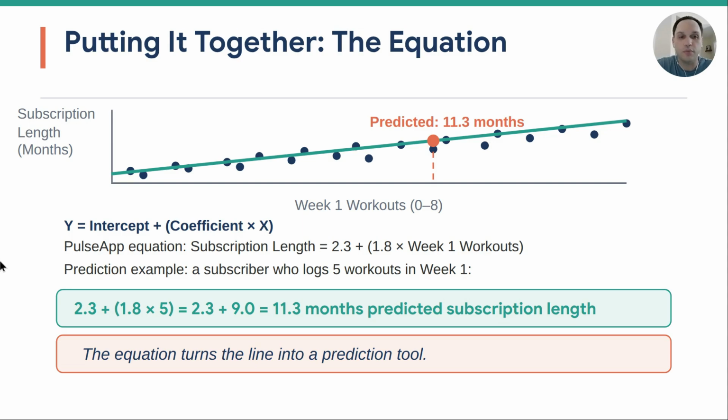2.3 plus 1.8 times 5 equals 2.3 plus 9, which equals 11.3 months predicted subscription length. That's a specific, actionable prediction based on one observable early behavior. You can estimate how long that subscriber is likely to stay.